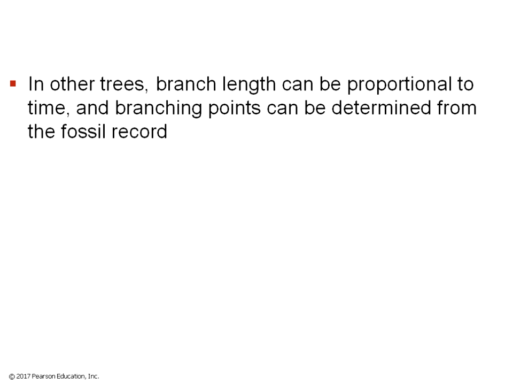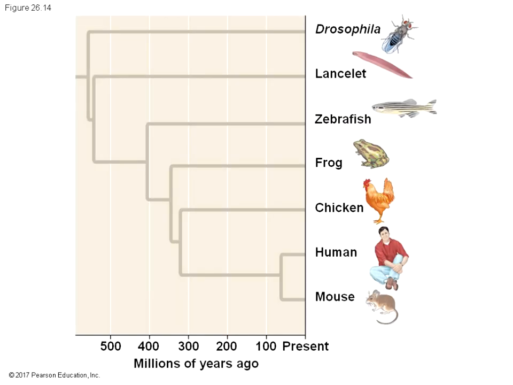But in other trees, branch length can be different. It can be proportional to time. It can be determined from the fossil record. Okay, so here we're looking at time, again coming from that fossil record. So the length of our lines are a little bit different because now we're representing who evolved first in terms of evolutionary time. And mouse and human here are pretty equal with one another.